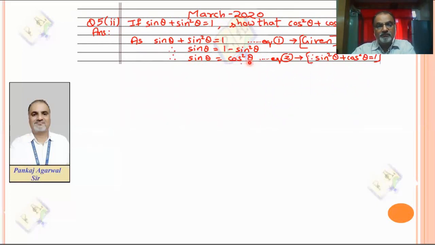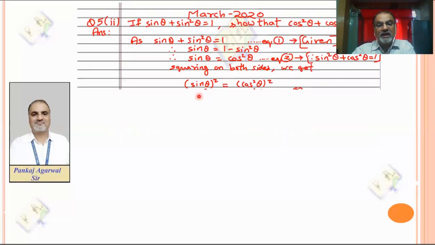In my final answer, I want cos raised to 4 theta. So I'll square both sides of equation 2. I'll get (sin theta) the whole square equal to (cos square theta) the whole square. Opening the bracket, I'll get sin square theta equal to cos raised to 4 theta. I'll number it as equation 3.